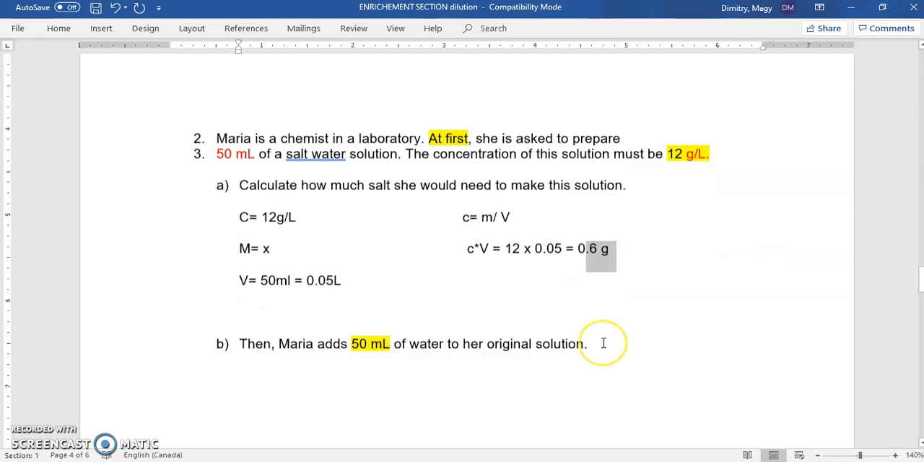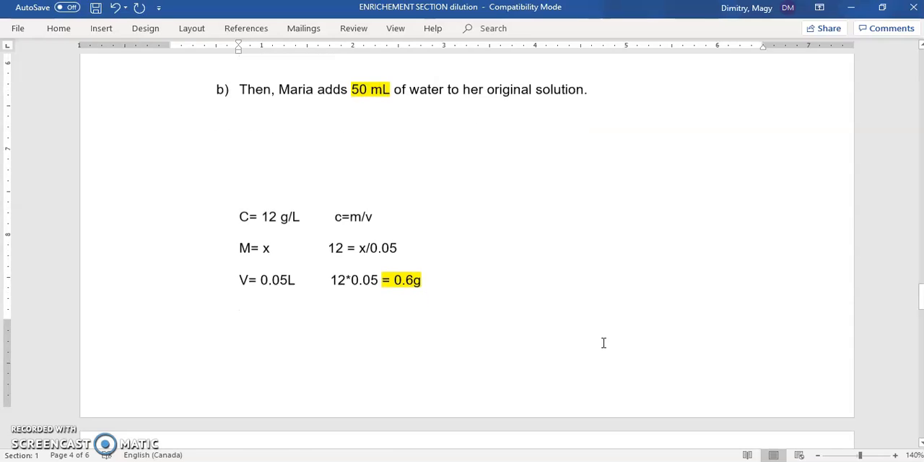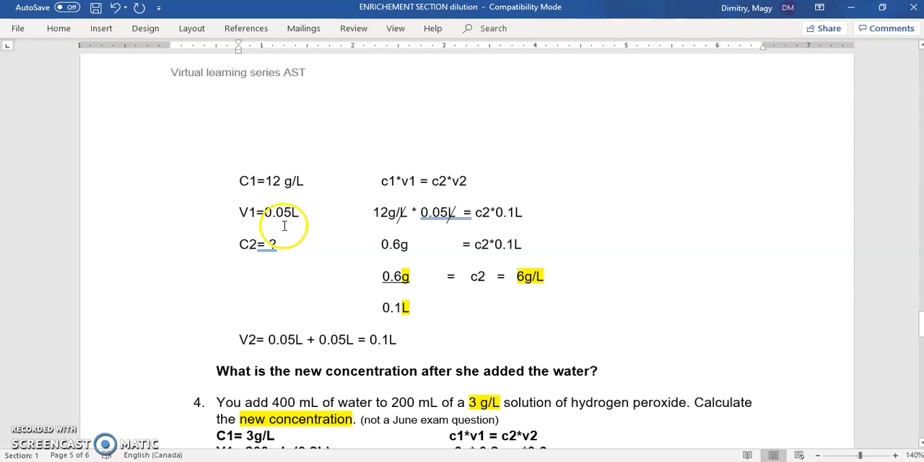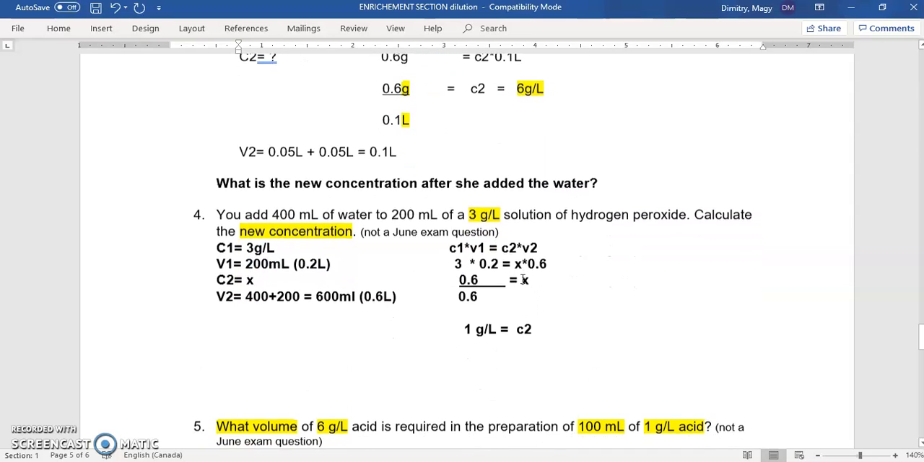Number 3 we solved in class together, and we concluded that A was 0.6 grams of the salt, and Maria adds 50 milliliters of her original solution. So we concluded that the answer for that one was 6 grams per liter. Let's go to number 4, as that's a newer question.